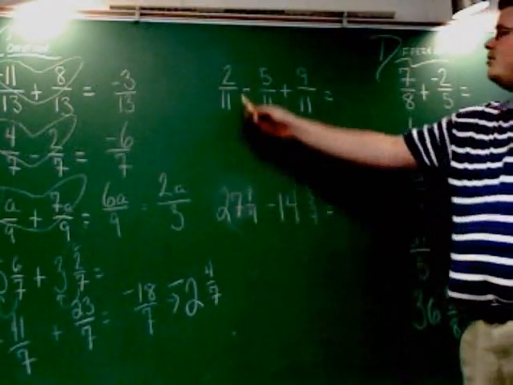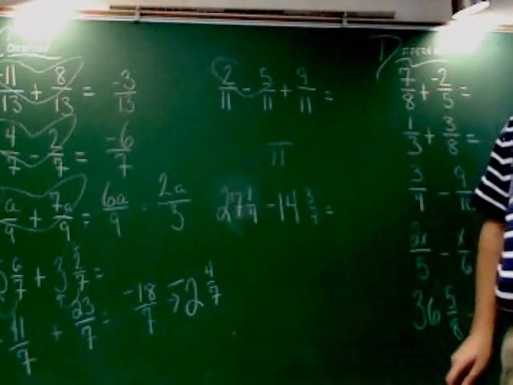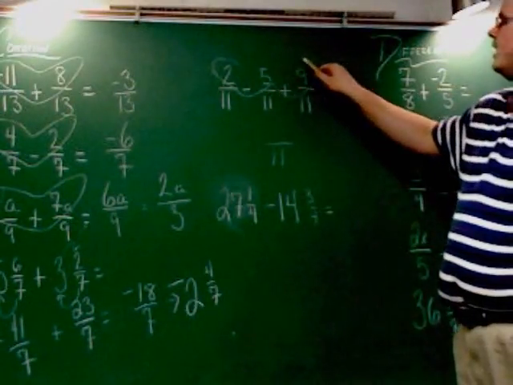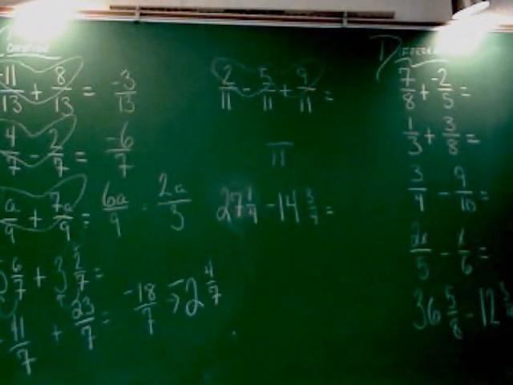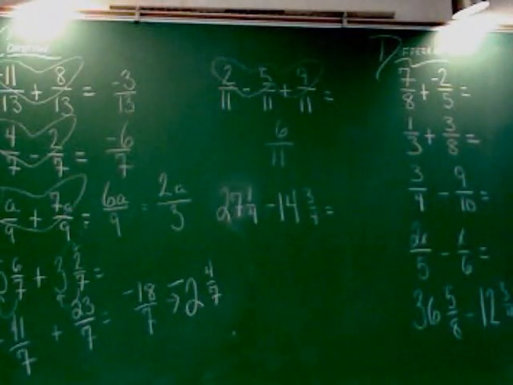As far as the top, well, I've got a few things I got to do. I got to do 2 minus 5, which would give me negative 3. And then I got to add in the 9, and negative 3 plus 9 is 6. 6 elevenths.